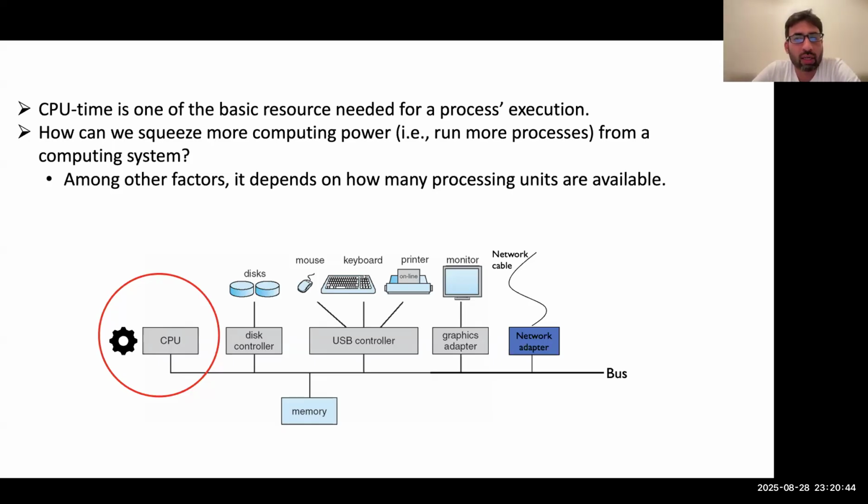Okay, so where was I? Yeah. If you have one CPU, then you can run only one process, one application at a time.